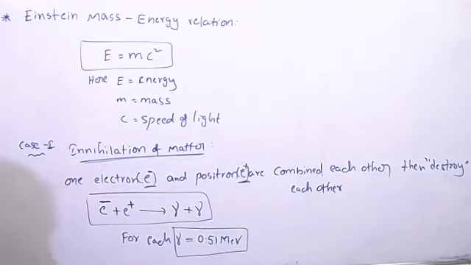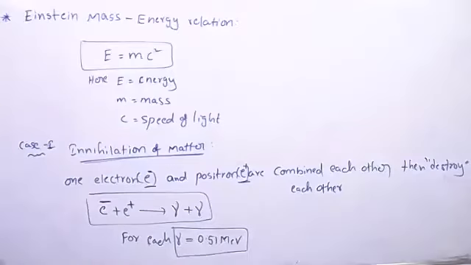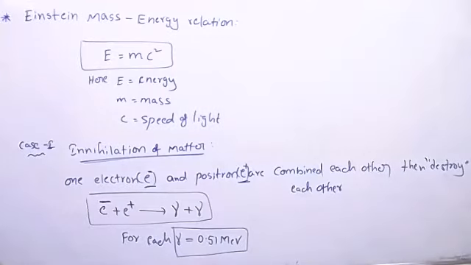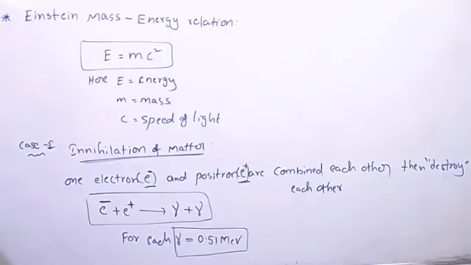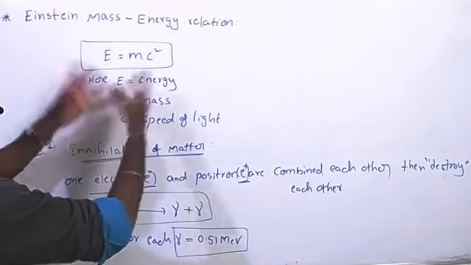Kushi, did you understand what the first process is? Yes, annihilation of matter. What is annihilation of matter? Prisha, what is annihilation of matter? Sir, one electron and one positron will combine and destroy each other. They come to each other, combine, and then they will destroy each other. So when they destroy, what will happen? That means mass is converting into energy.